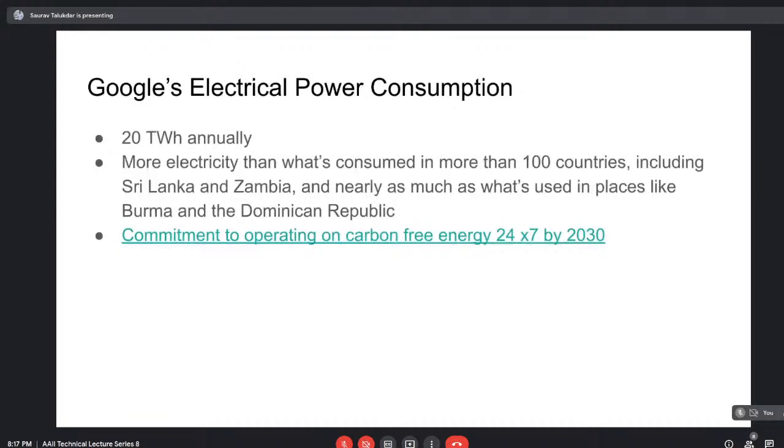So there's a commitment towards that. You can see what the power consumption is up there. That's already pretty large. And today, if you look at the data centers, they're not necessarily operating on carbon-free energy. We depend on what's the available source in the local region where we put up the data center. So it could be coal based, fossil fuel based, natural gas, for example, depending on the resource available.